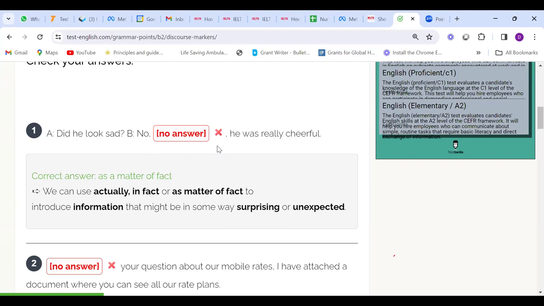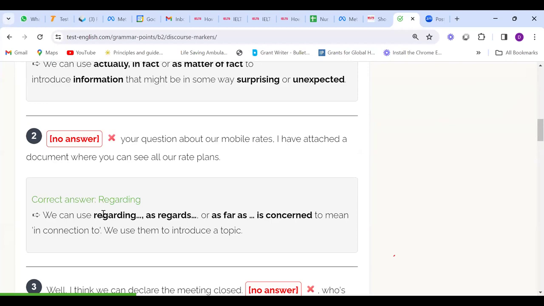We can use actually, in fact, or as a matter of fact to introduce information that might be in some way surprising or unexpected. Okay, so all those who got question one correct, clap for yourselves. You have done very well. Let's go to question two.